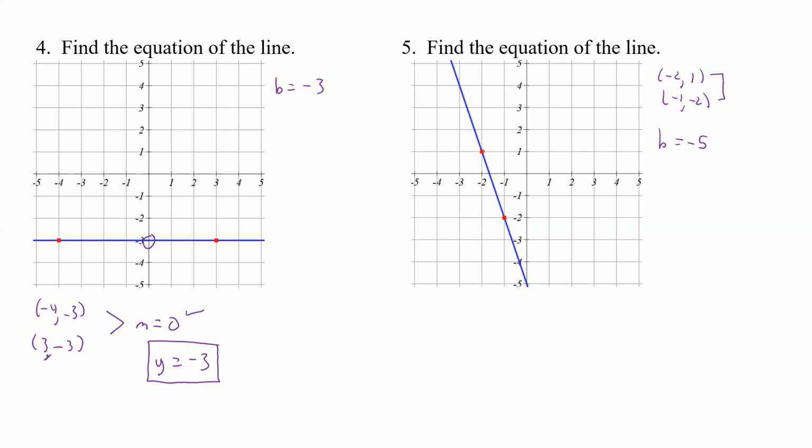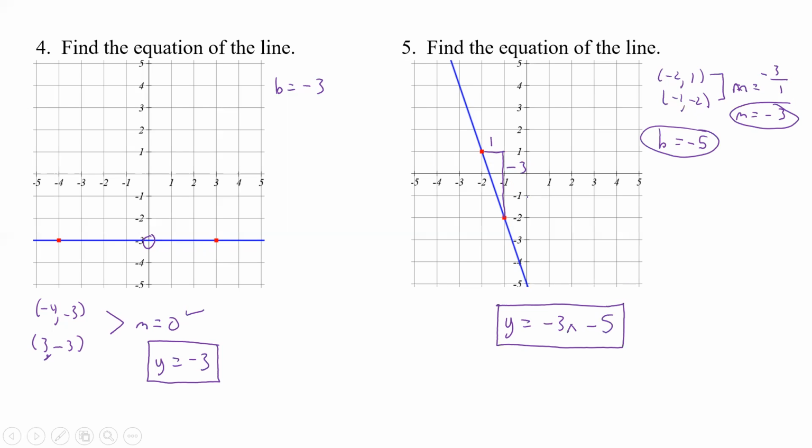We can do rise over run. We can go, okay, well, we're going from here to here. That's 1. And we're going from here to here, and we're going 1, 2, 3. So that's a -3. So this is going to give us m equals -3 over 1, or m equals -3. And so now we have our slope, we have our intercept, and so now we can write y equals -3x minus 5. And that is the equation of the line in the slope-intercept form. Okay. All right, so let's pause there and we'll come back with more.